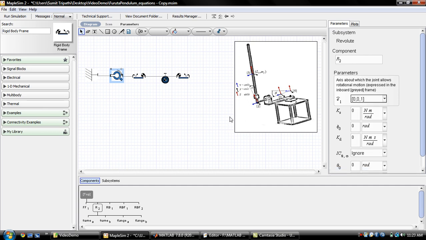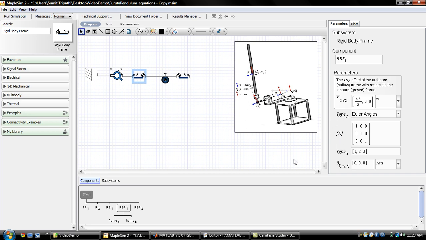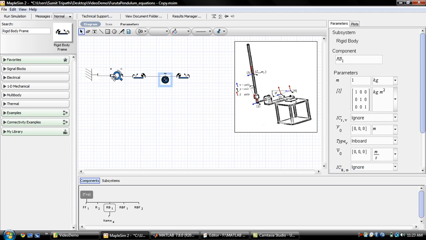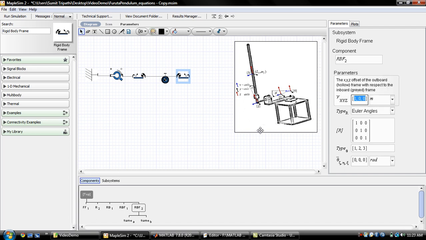Rigid body translation is negative L1 by 2, since the center of gravity is at the center of the link. We go from the local rigid body frame to the revolute joint in the negative x direction, that is why negative L1 by 2, and for the other frame we go to positive L1 by 2.